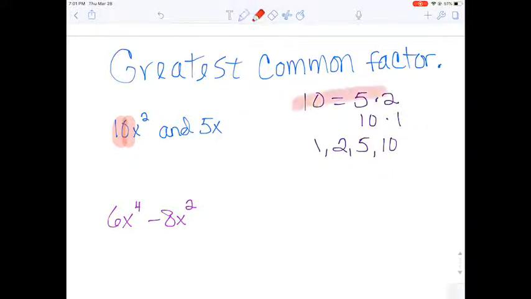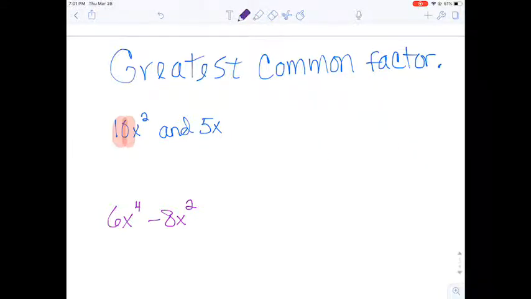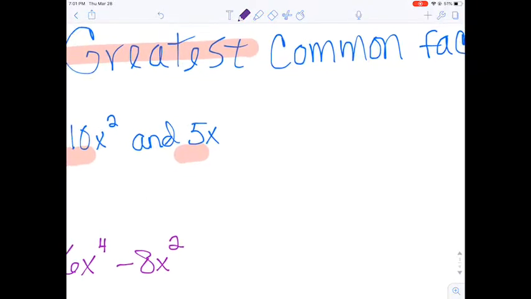If I think about these two values here, 10x squared and 5x, I want to figure out what they have in common. And I'm looking for the greatest common factor. So I want the biggest number and the most variables that go into each. Between 10 and 5, in my head I'm thinking, what's the largest number that divides evenly into my two numbers?